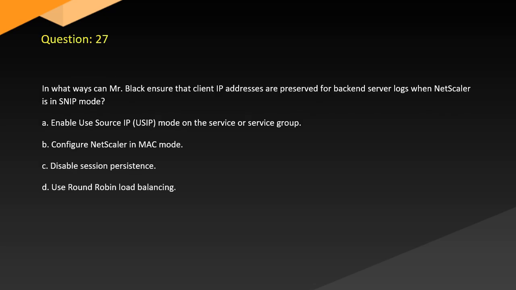Question 27. In what ways can Ms. Black ensure that client IP addresses are preserved for backend server logs when NetScaler is in SNIP mode? A. Enable Use Source IP (USIP) mode on the service or service group. B. Configure NetScaler in MAC mode. C. Disable session persistence. D. Use round robin load balancing.